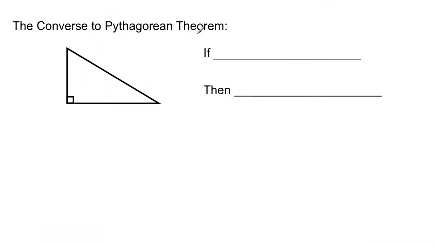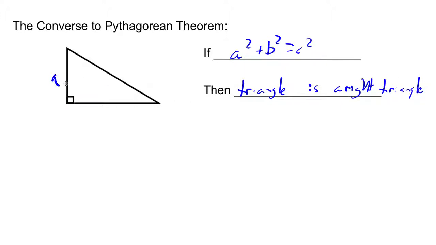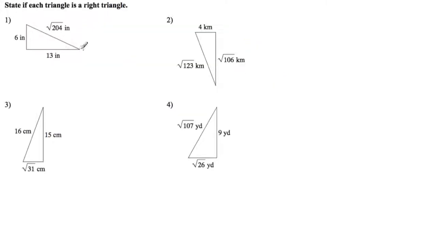All right, now we have the converse to the Pythagorean theorem. So this is saying that if a squared plus b squared equals c squared, then the triangle is a right triangle. So we have the two legs A, B, and C. We're going to have a right triangle if a squared plus b squared equals c squared. So your questions for that are going to look like this, where here we want to find out if these are a right triangle. So we want to see if a squared plus b squared equals c squared. We want to see if that's true or not.